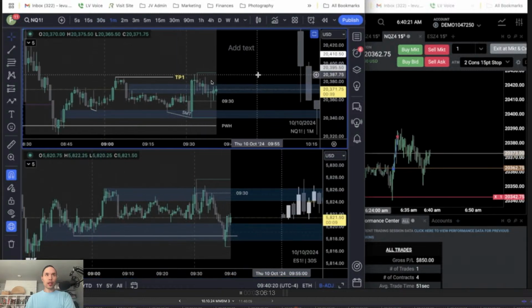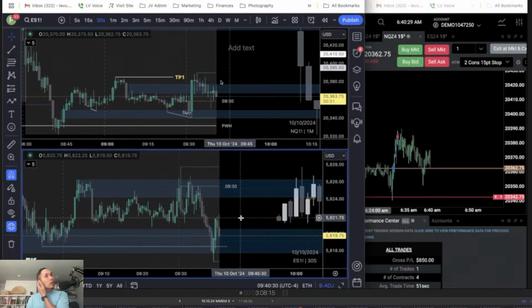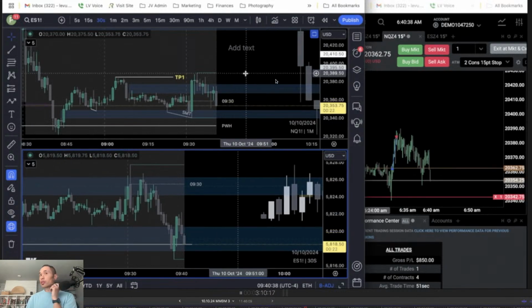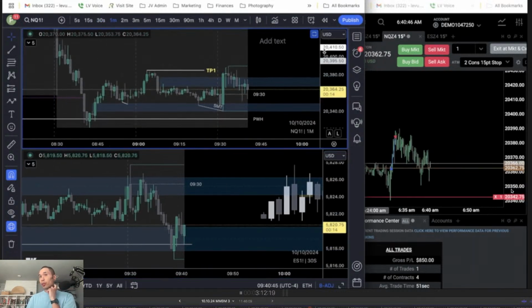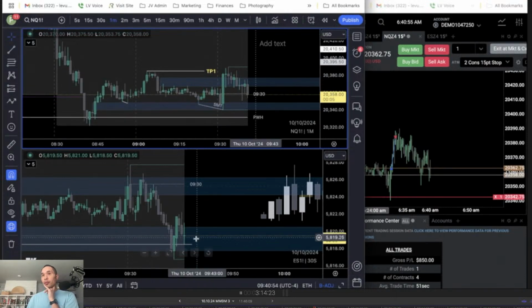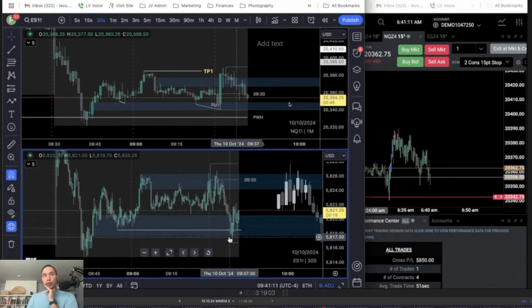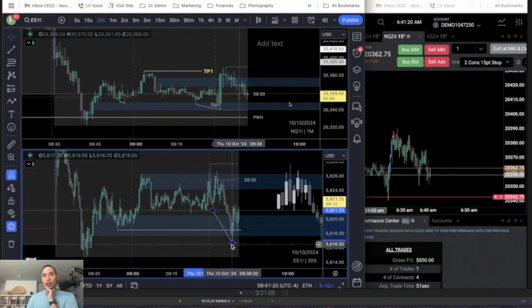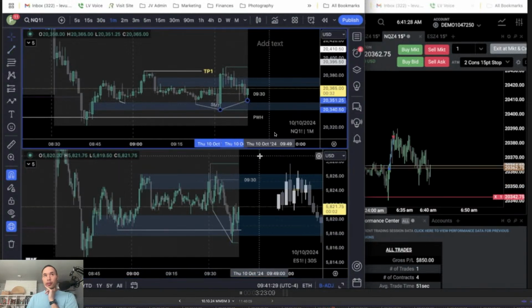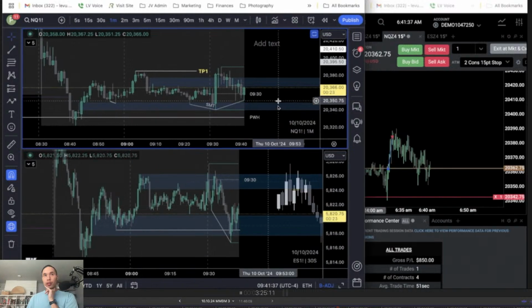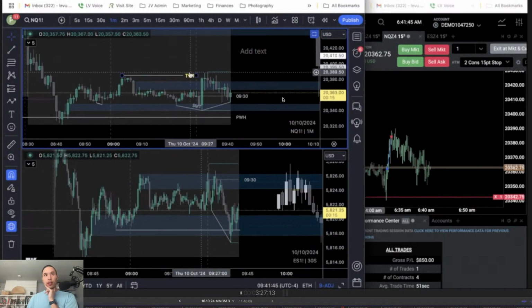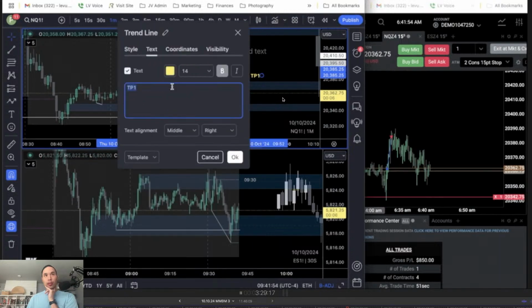Let's see here. ES is recovering and getting support from this BPR, or from this inversion for value gap. But the bodies are failing to close above on NQ. So I move my stop down to 20 points. I have a 20-point stop on there. And since I already took profits with those two contracts, I was willing to risk a 20-point stop.